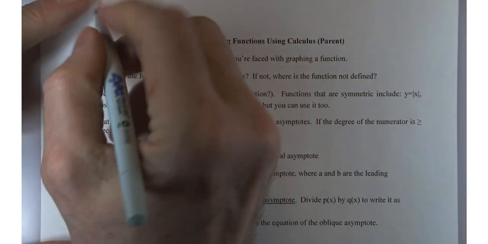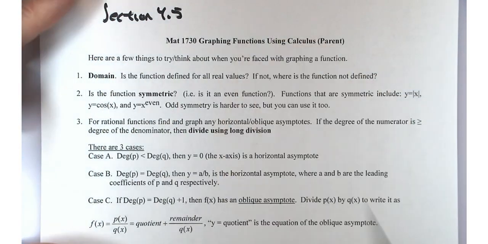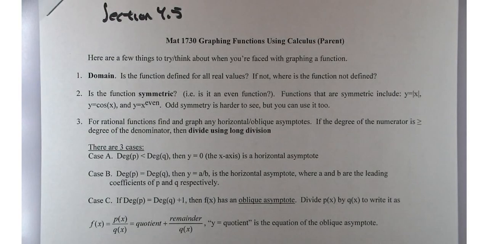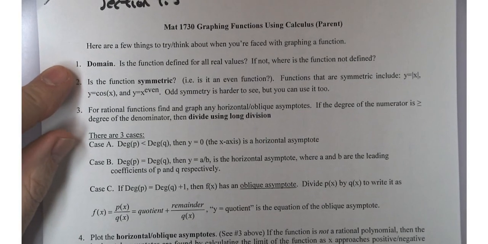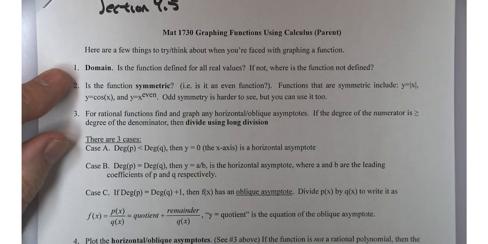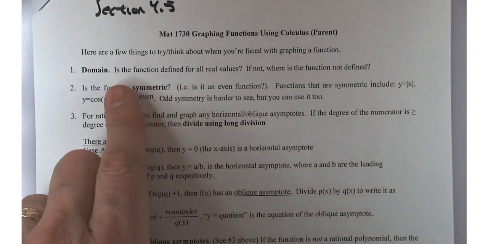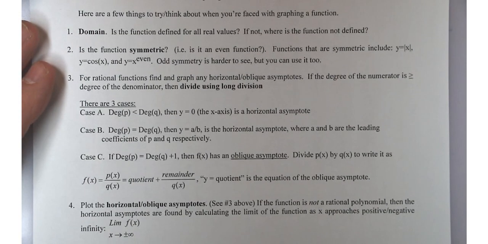So section 4.5, we're going to graph functions using not only what we've learned in college algebra and stuff like that, but especially things that we've learned in calculus. One of the first things that you could look at is the domain of your function. Where is it actually defined? You don't want to try and find critical points and critical values, inflection points outside of the domain because they're just not going to exist.